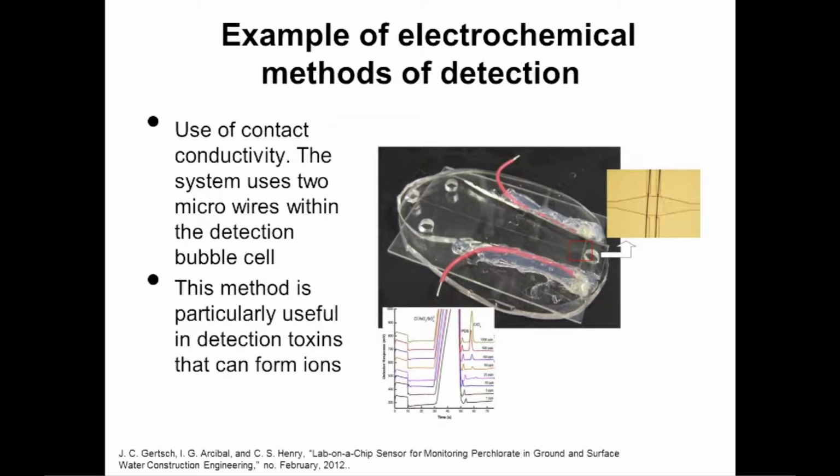One method of electrochemical detection is the use of conductivity. The system uses two microwires within the detection bubble. This method is particularly useful in detection of toxins that can form ions. Electrochemical detection methods are useful for detecting analytes that are not optically active. In this system, chlorate was tested in drinking water with detection rates down to 5.6 parts per billion.